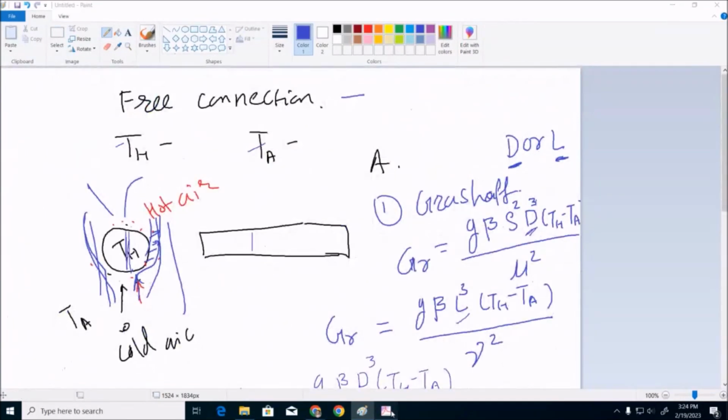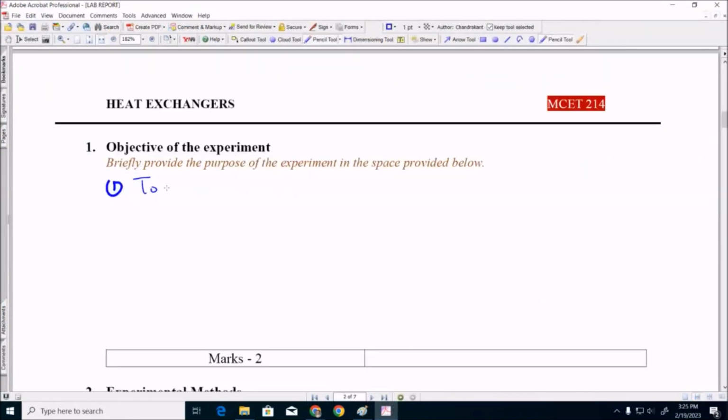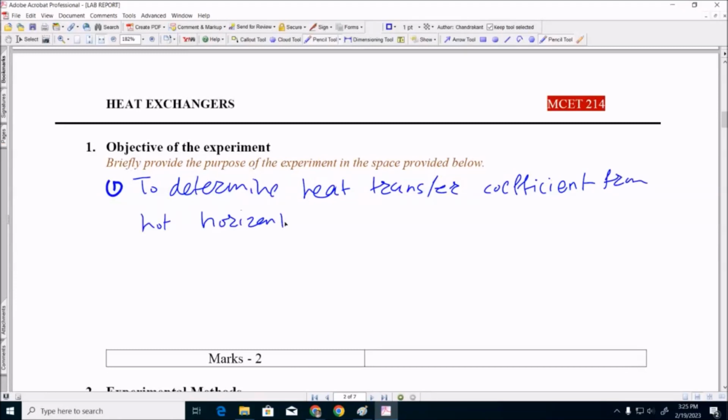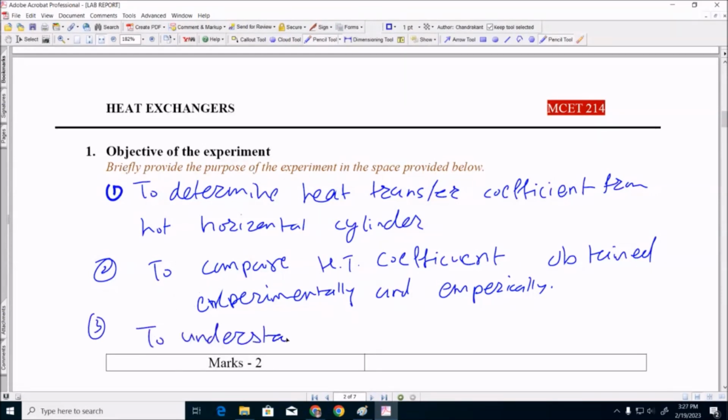Now we'll write the objectives of the experiment. Number 1, to determine the heat transfer coefficient from a hot horizontal cylinder. Number 2, to compare the heat transfer coefficient obtained experimentally and empirically by using formulas and equations. And number 3, to understand Newton's law of cooling.